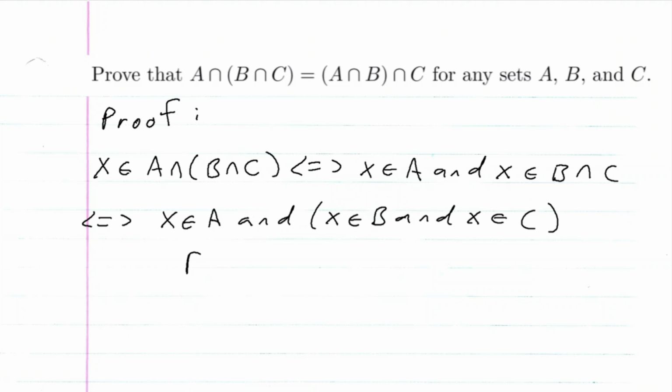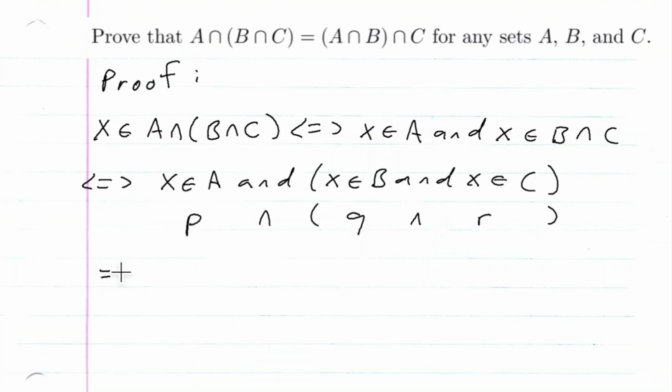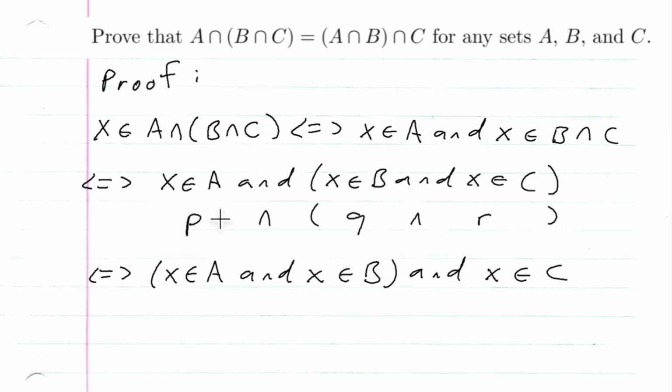So we can see this is of the form P and Q and R, which we know is logically equivalent to P and Q and then and R, which I will show in a second with this statement. So, because of the logical equivalence, we know that this is the same thing as X is an element of A, and X is an element of B, and X is an element of C. We know that P and Q and R is logically equivalent to P and Q and R. So that's what we're using here to go from this statement to this statement, right?